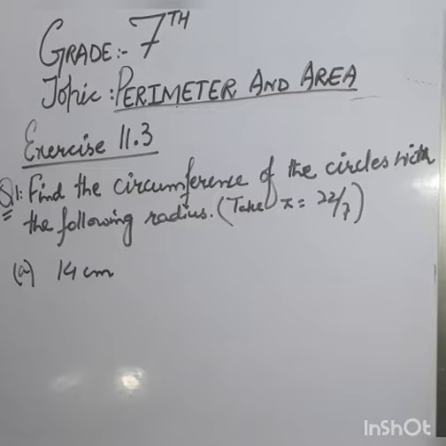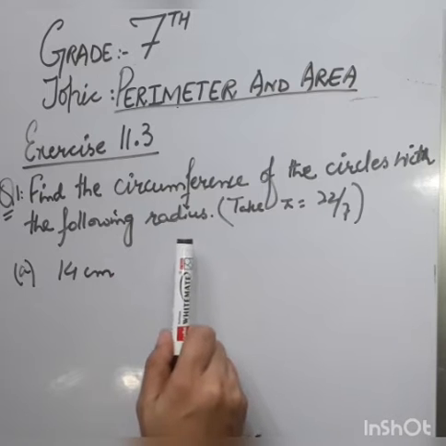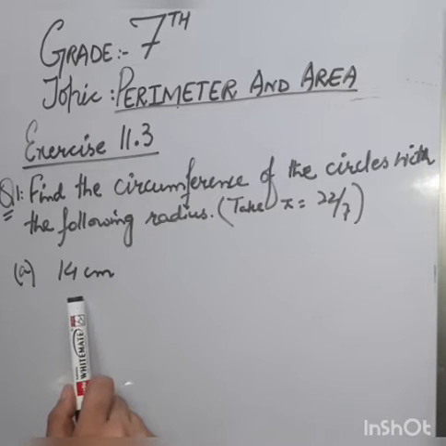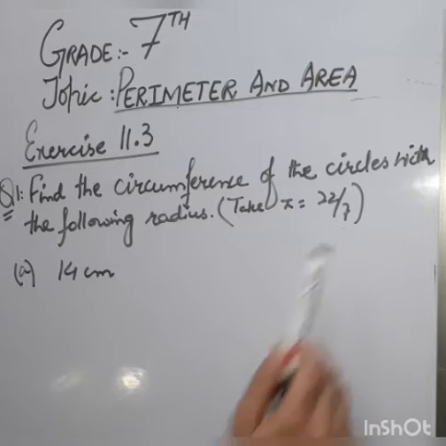Now students, let's solve exercise 11.3. Question number 1 is: find the circumference of the circles with the following radius. So we are given a radius and we have to find the circumference of the circle, and we have to take the value of pi as 22 by 7.